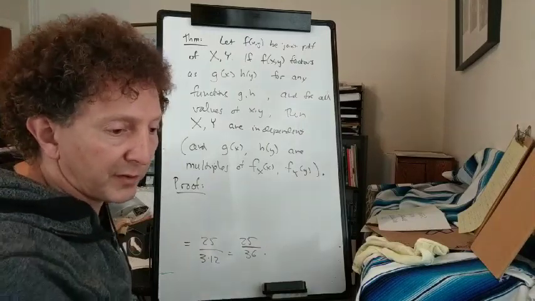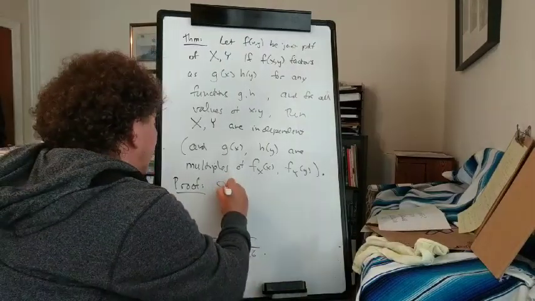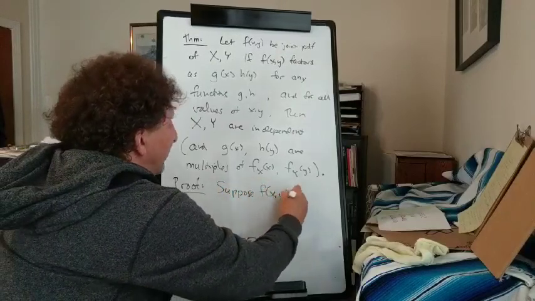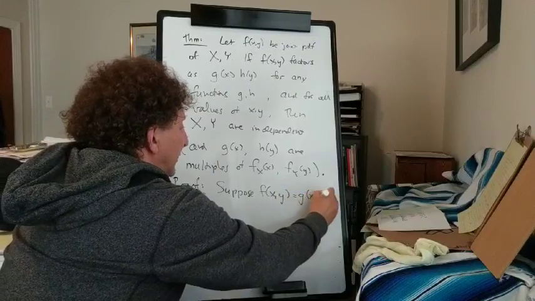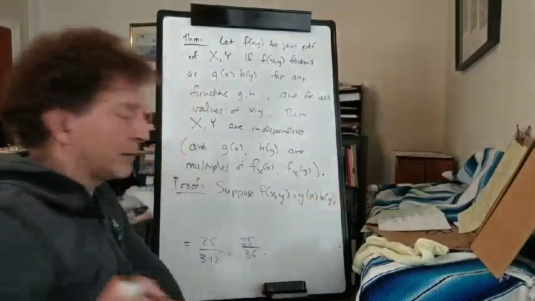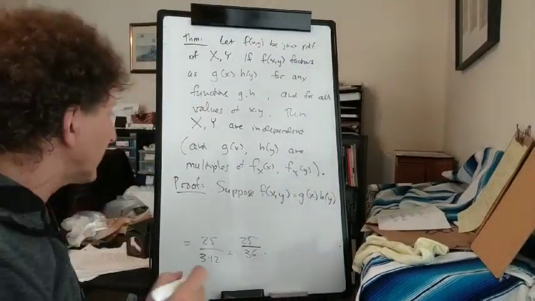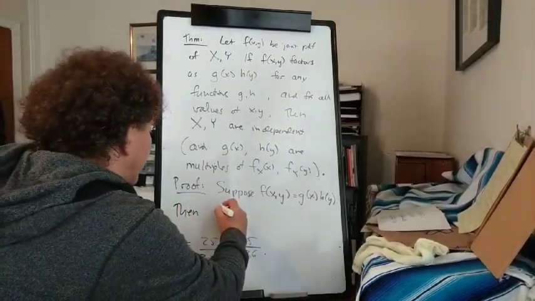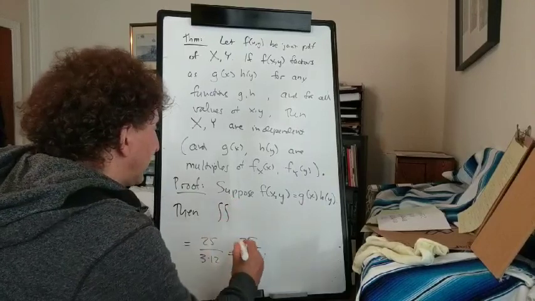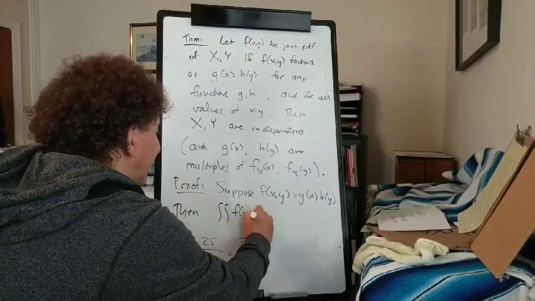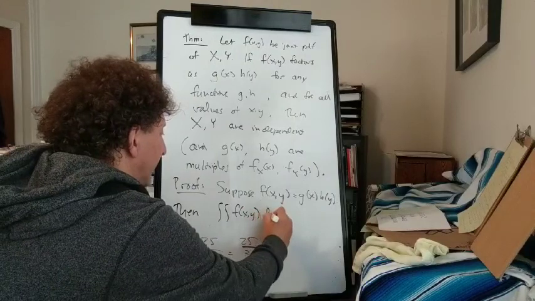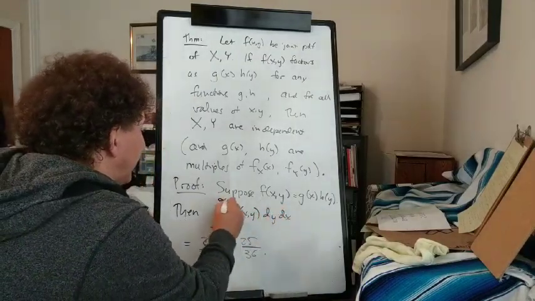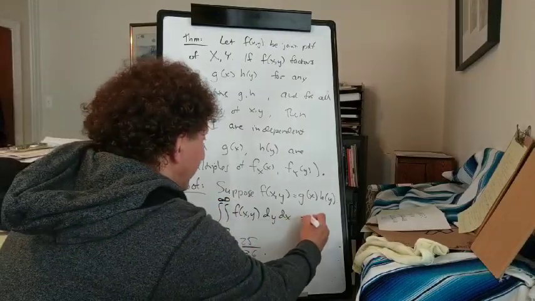So to prove this, let's suppose that f of xy factors as g of x times h of y. Then we know that the integral of f of xy dy dx, both from negative infinity to infinity, equals 1.